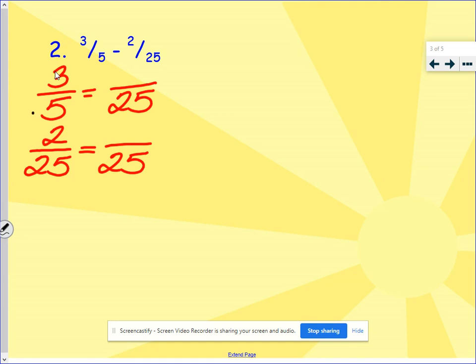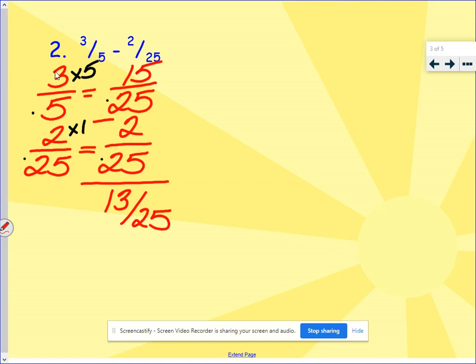So we say, what times 5 gives me 25? 5. What you do to the denominator, you must do to the numerator, and therefore 3 times 5 is 15. And what do we multiply 25 by to give us 25? 1. What you do to the denominator, you do to the numerator, and 2 times 1 is 2. Now this time we have a subtraction problem. So we take 15/25ths minus 2/25ths to give us 13/25ths. And of course we double check to see if 13/25ths is in lowest terms, which it is.